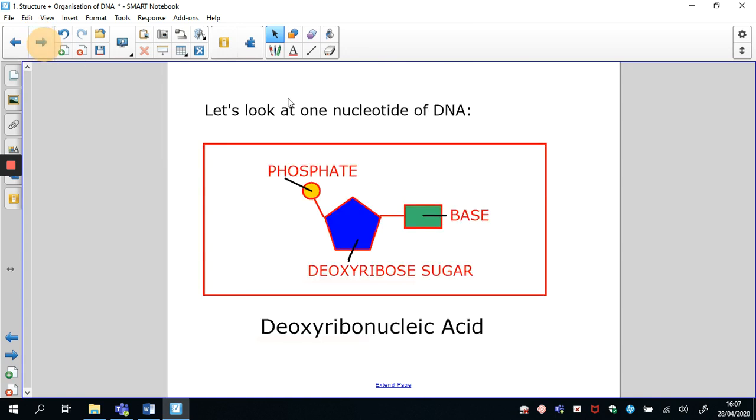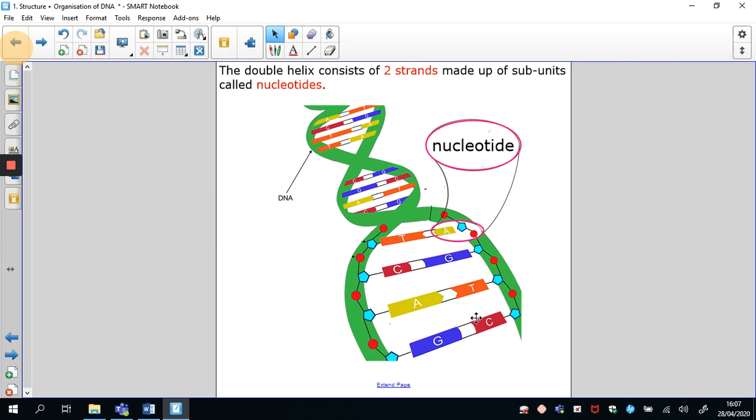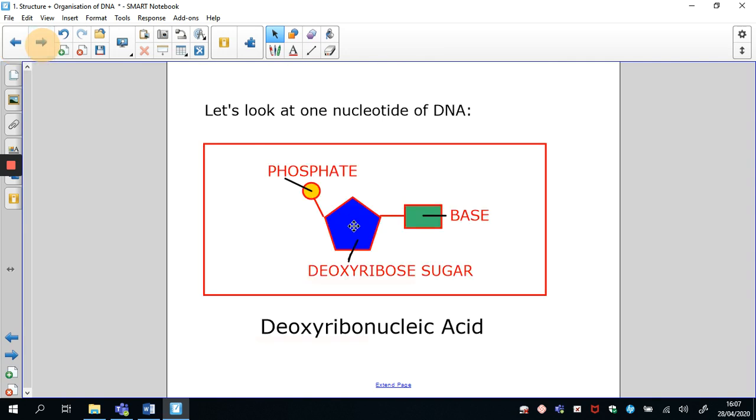Okay, so if we look at one nucleotide, so if we just go back, right? So there we've got one nucleotide and another and another and another. We're just looking at this bit here in detail because we need to know what all the parts are called. So we've got this pentagon, okay, which is our deoxyribose sugar. Now you can see where deoxyribonucleic acid gets its name from. So deoxyribose sugar, and it's called deoxyribonucleic acid. I've just taken the SE off the end there.